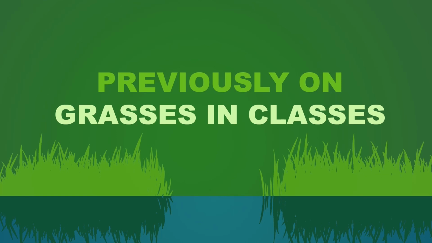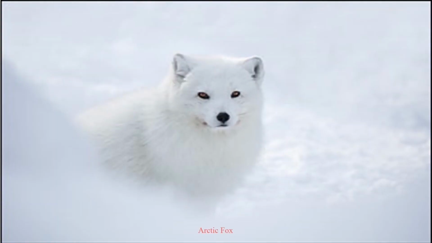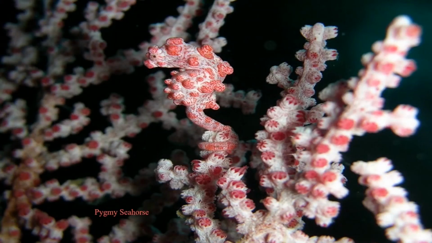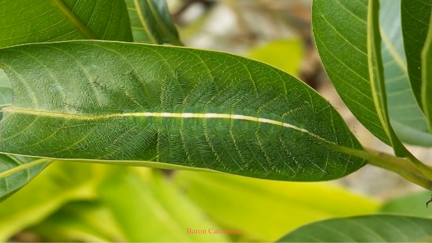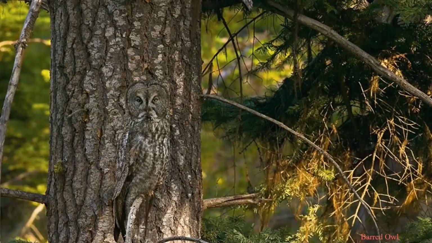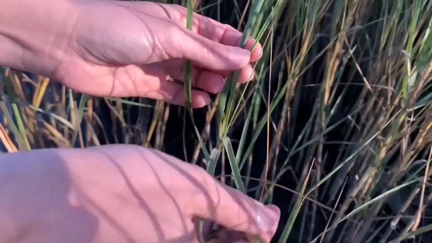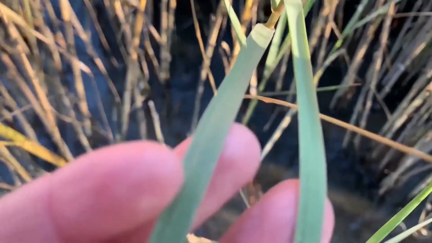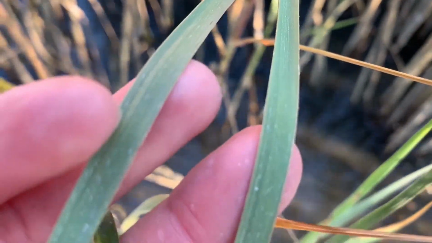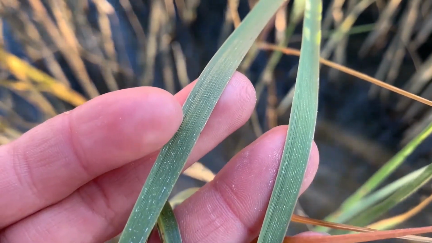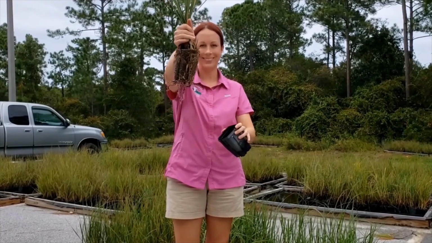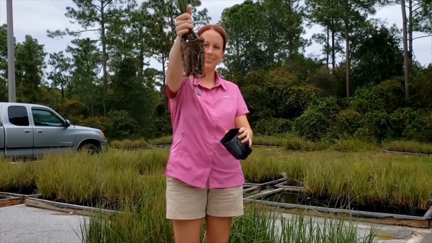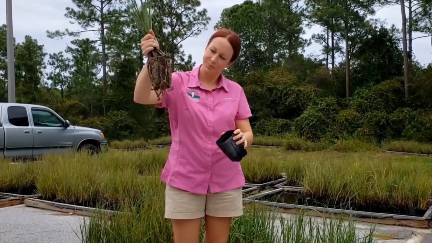Previously on Grasses and Classes. Last month, we learned how animals and plants adapt to our environment, and an adaptation is the way a plant or animal has changed in order to better survive in its surrounding habitat. Spartina alterniflora has adapted to living in brackish water by excreting salt from its leaves. It has also developed strong roots that allow it to hold onto sediment in a high erosion environment.